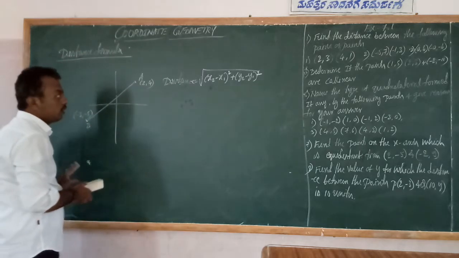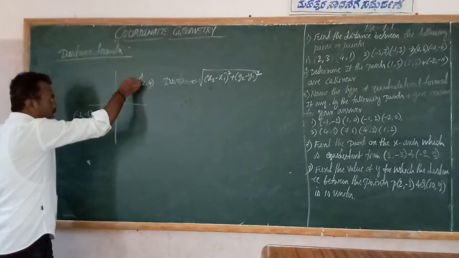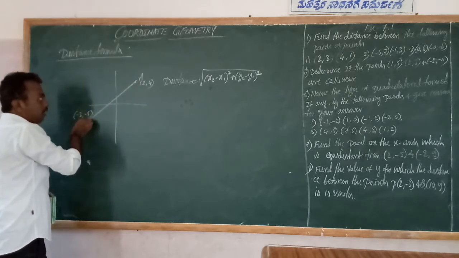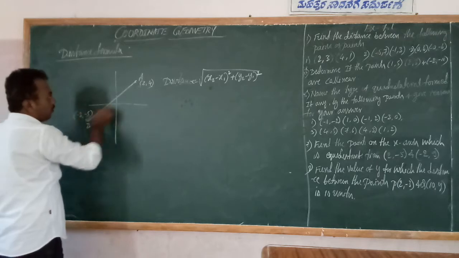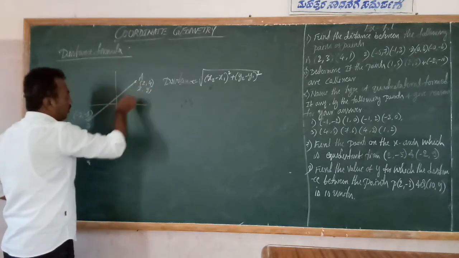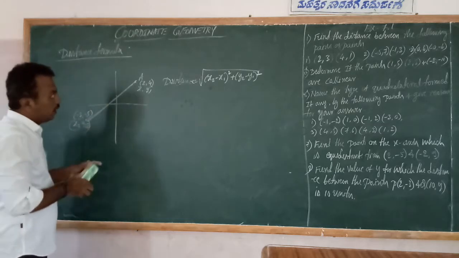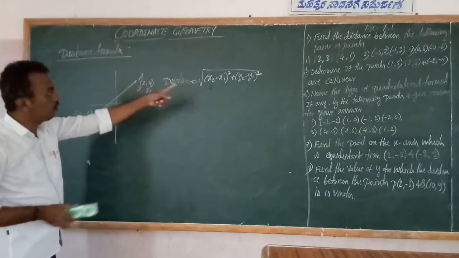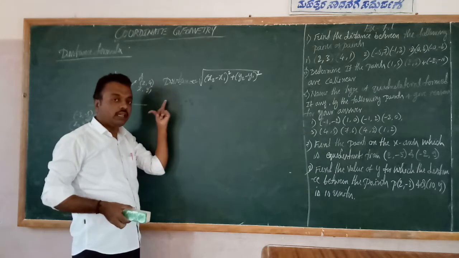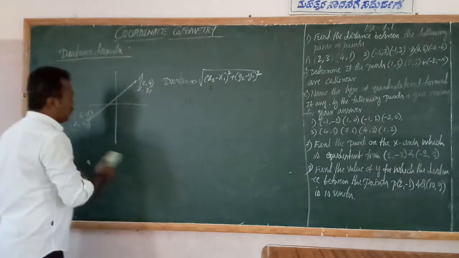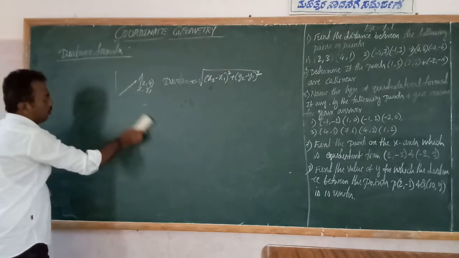How do we use this formula? This is point A and this is point B. We have to find the distance between A and B. The points are A (2, 4) and B (-3, -5). So this is x1, y1 and this is x2, y2. Represent them like that and substitute these values into the formula. You can easily find the distance between any two points. We will discuss those questions in the exercise problems.